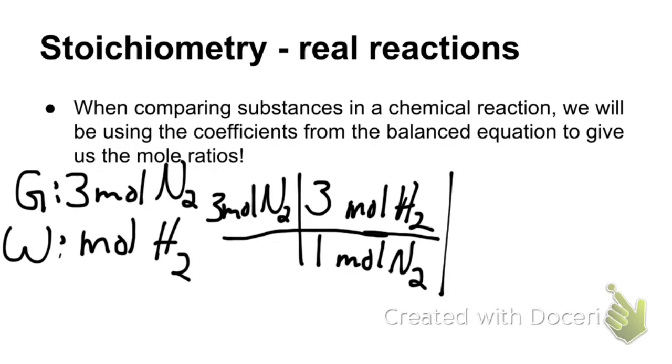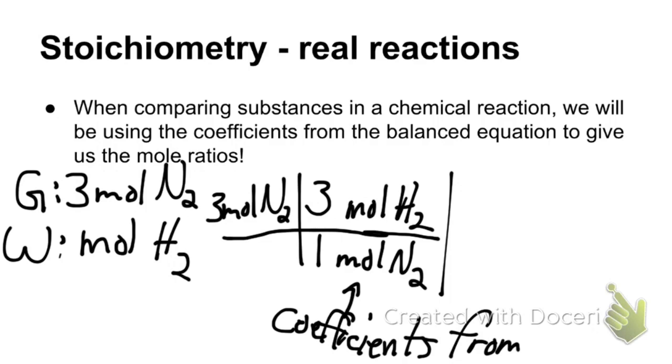Anytime you're trying to compare two substances, they are the coefficients from the equation. Right. So that's where those numbers came from. Anytime we're trying to do this, if you've already got moles and you're trying to get to something else, use the coefficients. All right. So now we're going to do our math.